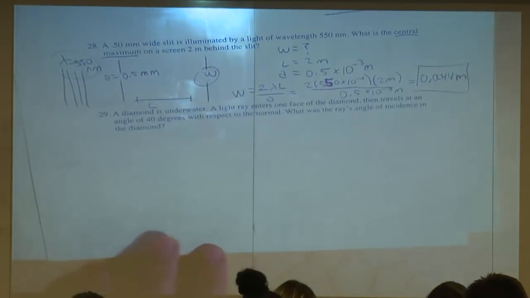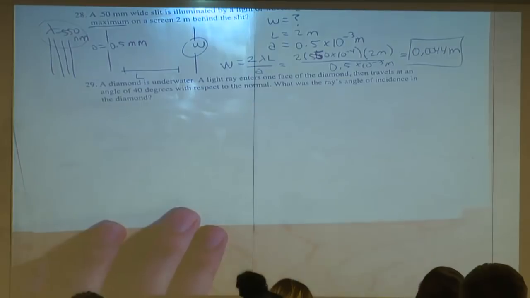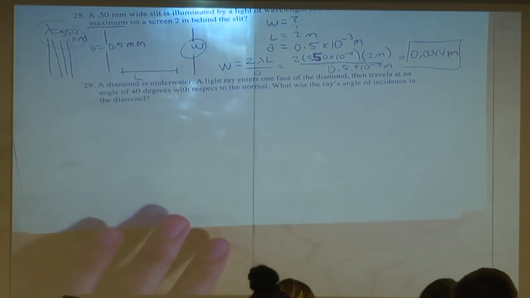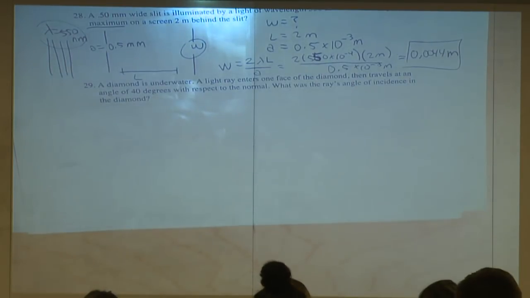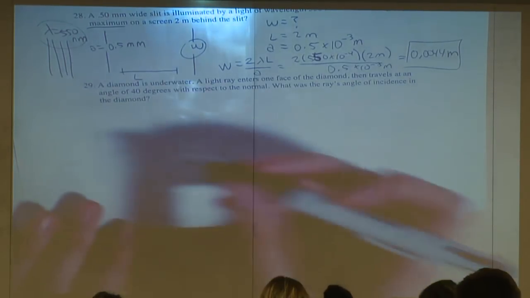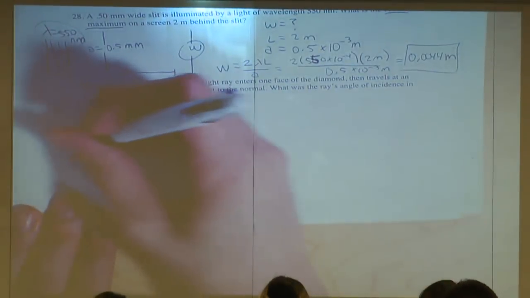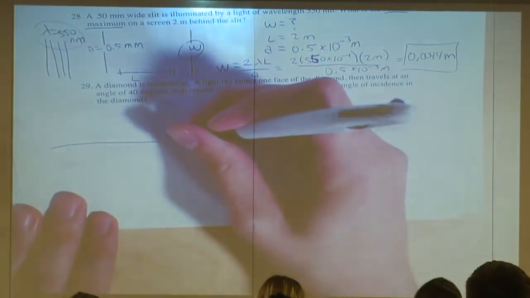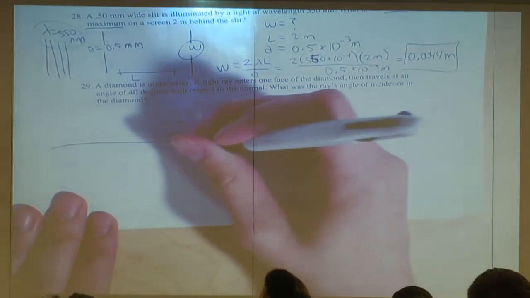Okay, so number 29, this is a refraction question. It says a diamond is underwater, a light ray enters one face of the diamond, and then travels at an angle of 40 degrees with respect to the normal. What was the ray's angle of incidence in the diamond? So we're basically going from the diamond to the water. I'm just going to draw it like this. I spelled diamond wrong. So that's going to be N1 equals diamond, N2 equals water.